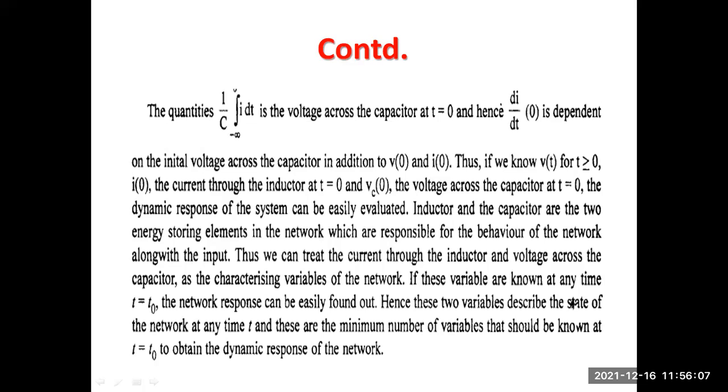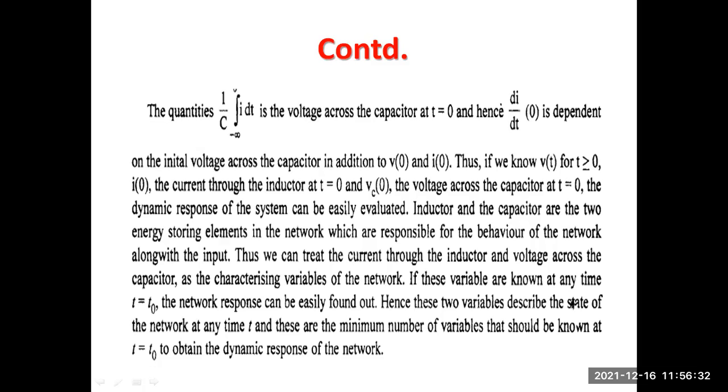They are carrying some initial conditions. So these elements should be defined clearly. Unless we know these parameters, we will not be able to calculate the overall response of the system. So these two variables are the minimum variables required to characterize the dynamic response of the system. So these variables are basically known as the state variables of the system.